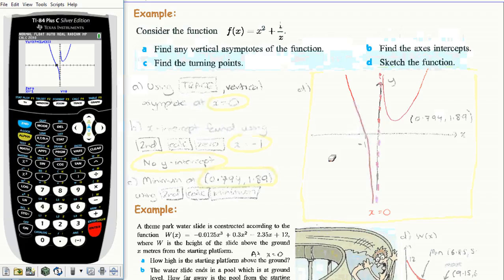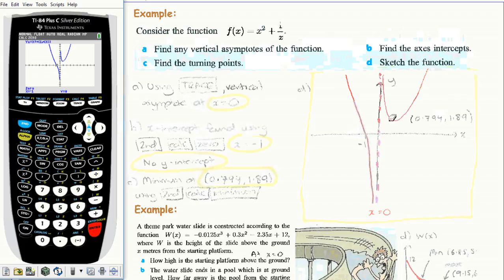There is no y-intercept, because this graph doesn't cut the y-axis, it just keeps going infinitely up this way because of this asymptote. It's not allowed to touch it. They want us to also find any turning points. So no turning point here, that's just some weird line, but here is a curve and it goes down and then up, so that's a turning point.